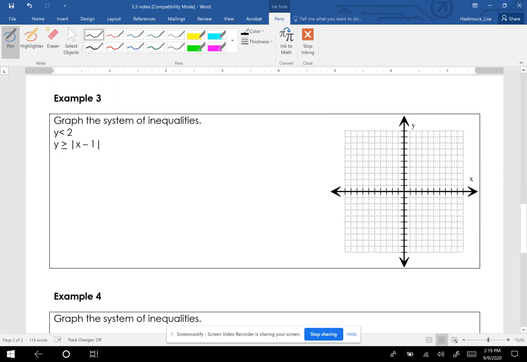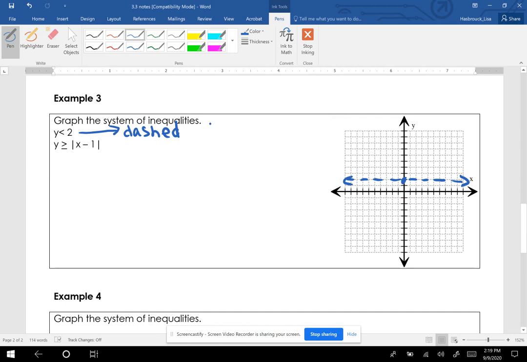In example 3, we're going to graph the system. We have y is less than 2 and y is greater than or equal to the absolute value of x minus 1. These are different lines than we did in the last couple examples. For this first one, y is less than 2. So at 2 on the y-axis, we would make a horizontal line if this was y equals 2. Since it's less than and not equal to, it's a dashed line. So we're going to make a horizontal dashed line at 2 on the y-axis.